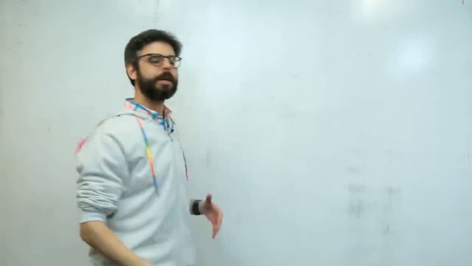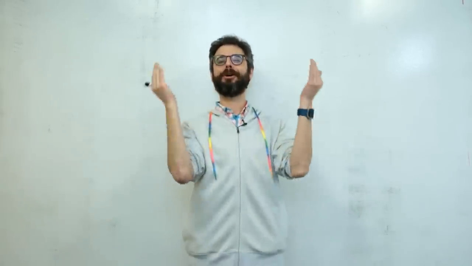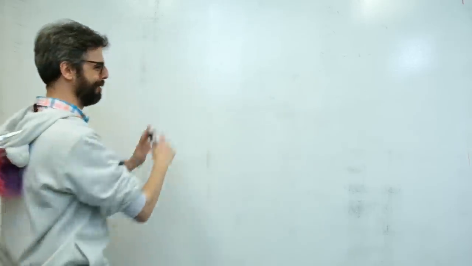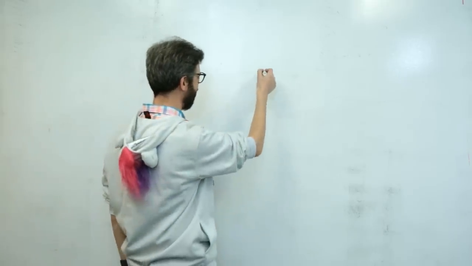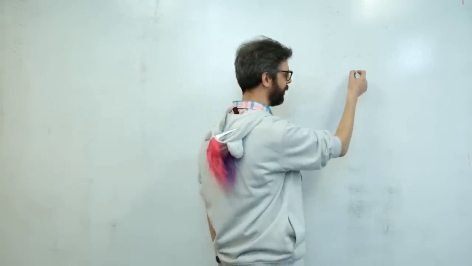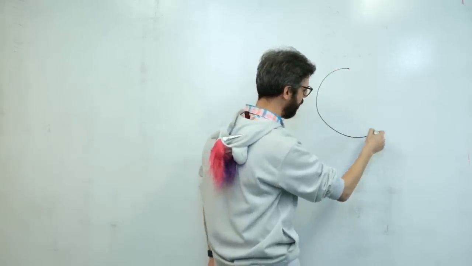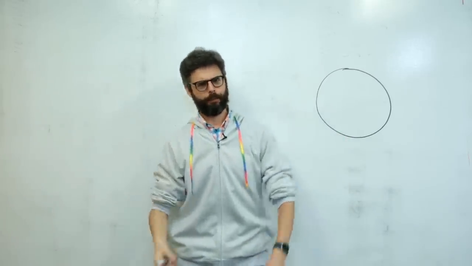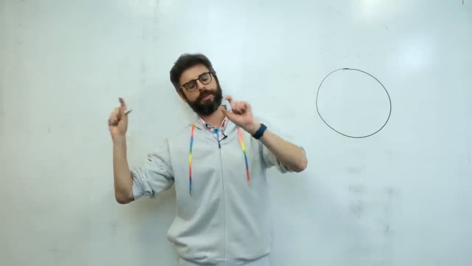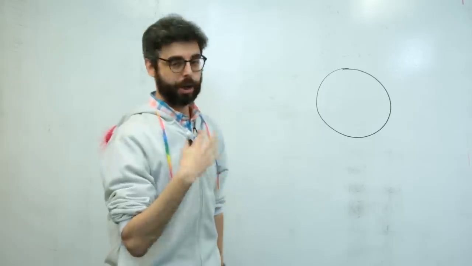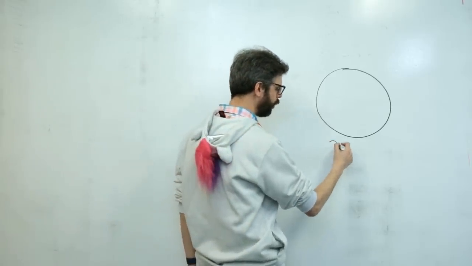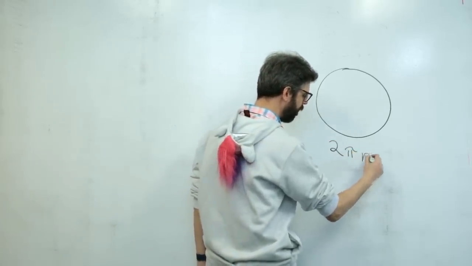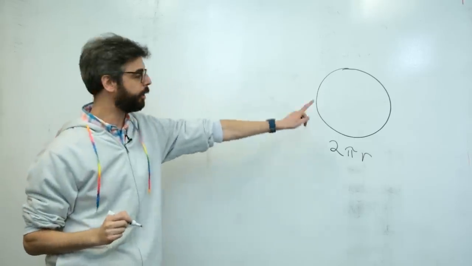Now, there is something in our world known as a circle. It is a beautiful round shape. It is a shape that I'm not going to be able to draw, but I'm going to attempt to. I'm going to move over here, just give myself more room. Here is a circle. Now, if you were to look up the formula for the circumference of a circle, you would find that it's equal to 2 pi r. This is the formula for the circumference of a circle.